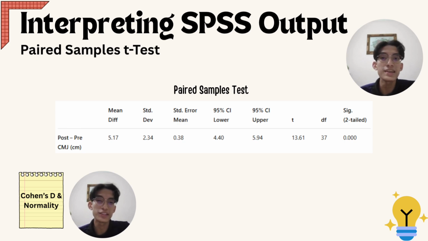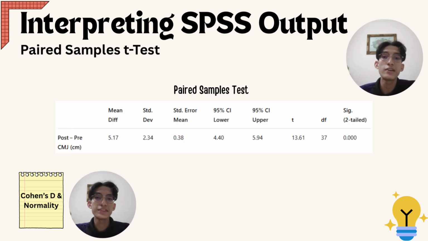The smaller it is, the more confident we are. Then we also have the 95% confidence interval. We are 95% confident the true average increase lies between 4.40 and 5.94 cm.